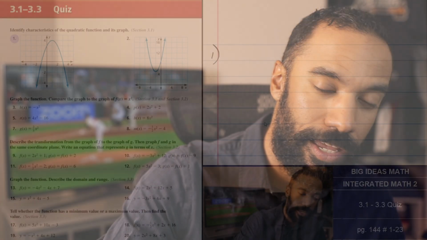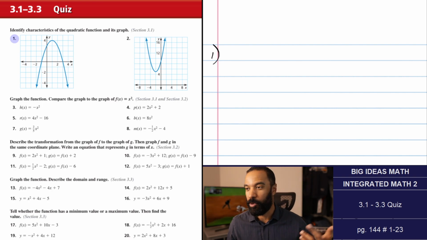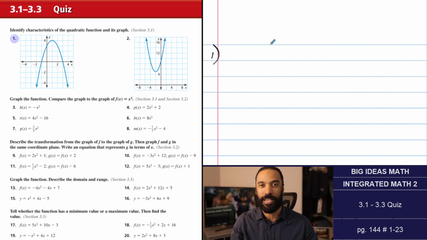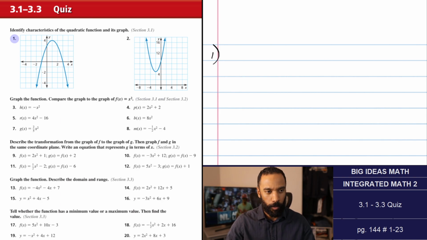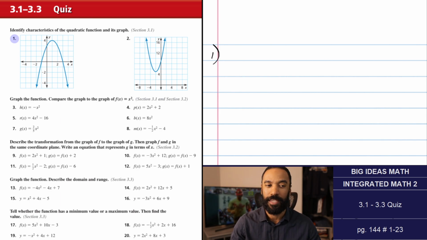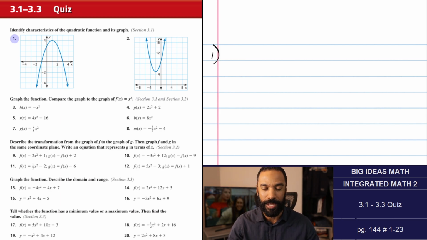Numbers 1 through 23, I'll take a look at with you for the first time right now. I might have to pull up the calculator later if they ask us to do certain kinds of questions, and I'll pull up graph axes if we ever need them. So let's go ahead and get started. Let's take a look at number 1 and 2, where we identify characteristics of the quadratic function and its graph.